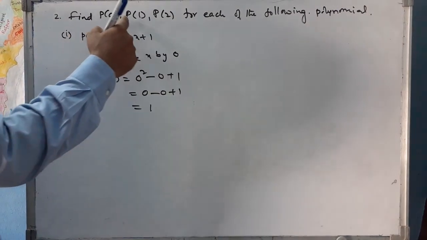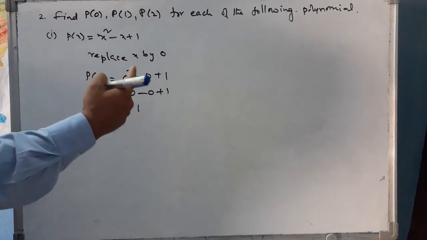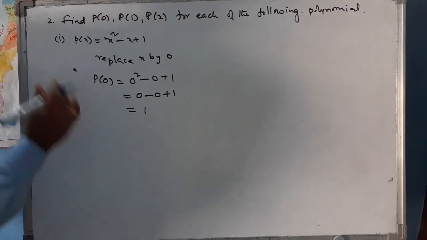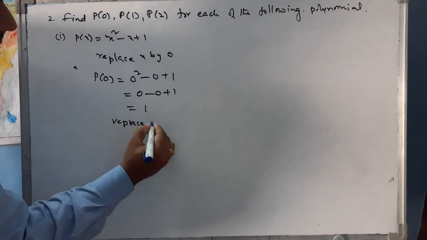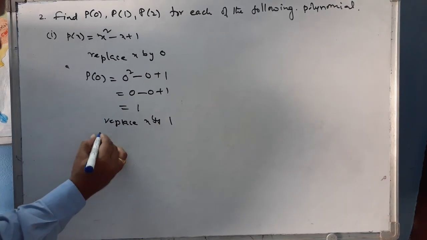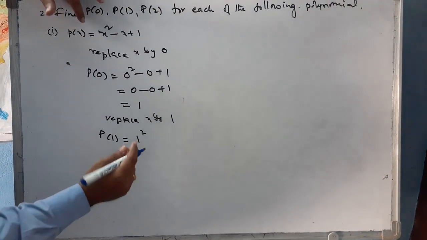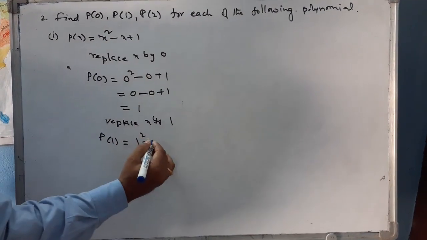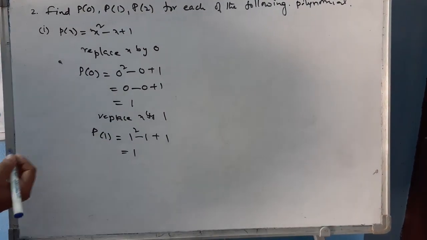Second one, what is the p of 1? How will you get the p of 1? We have to replace x by 1, and we will get the p of 1. So replace x by 1. P of 1 is equal to 1 square, x square means 1 square, minus x means minus 1, plus 1. Plus 1 minus 1 will be cancelled, we will get the 1.